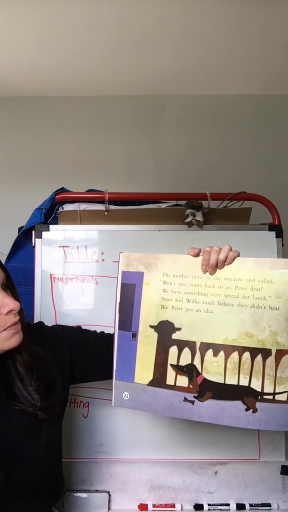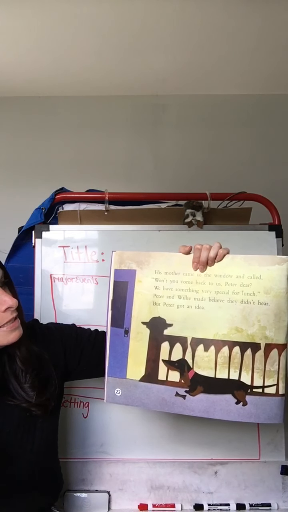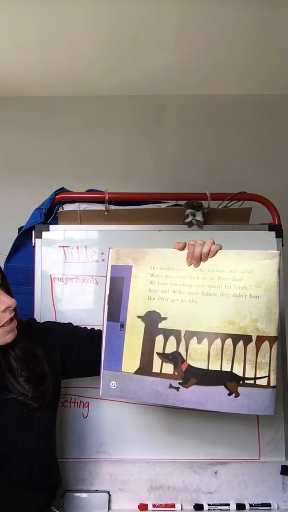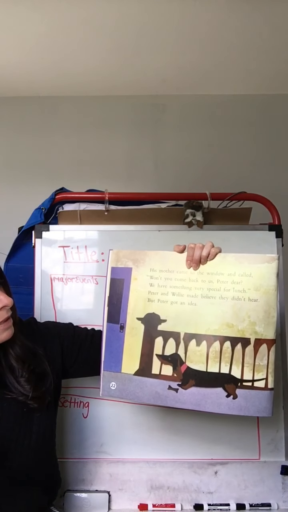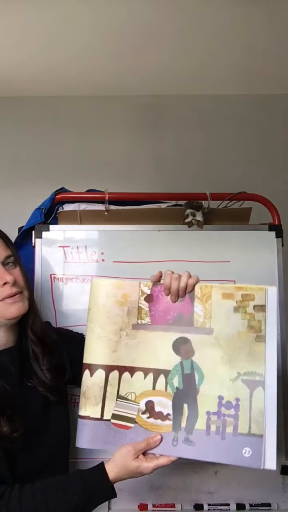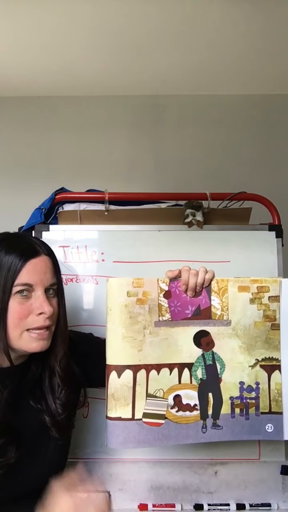His mother came to the window and called, "Won't you come back to us, Peter dear? We have something very special for lunch." So Peter and Willie made believe they didn't hear. But then Peter got an idea. So he's still kind of upset.